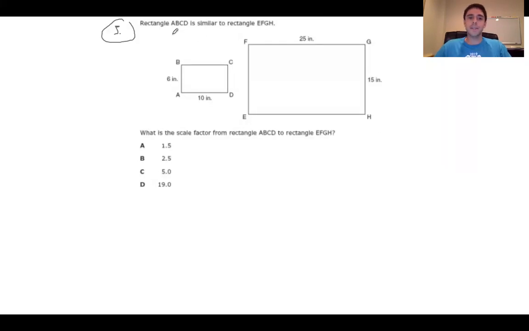Alrighty, let's take a look at this. Rectangle ABCD is similar to rectangle EFGH. What does it mean for rectangles to be similar? What does that mean? Let's take some guesses.